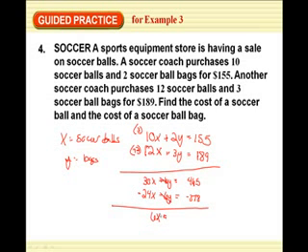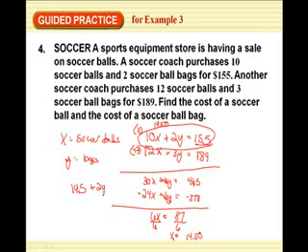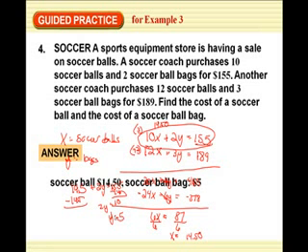6x equals 465 minus 378, 87. Divide by 6. So 87 divided by 6 is $14.50. That's for the soccer balls. And let's just go back up here to this original one. I'll put it in here. $14.50 times 10 would be $145, so plus 2y equals 155, minus 145, that leaves $10 for 2 ball bags. So the bags cost $5. So soccer ball $14.50, the bag $5. There we go.